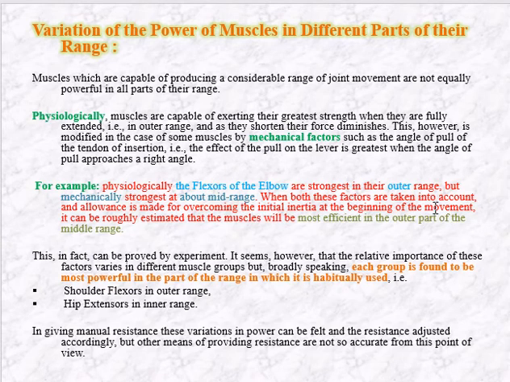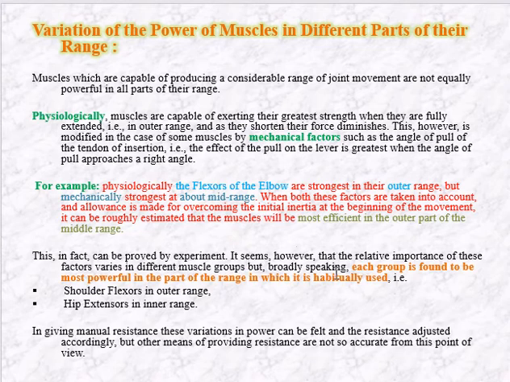When both these factors are taken into account, and allowance is made for overcoming the initial inertia at the beginning of the movement, it is roughly estimated that muscle will be most efficient in the outer part of the middle range. This, in fact, can be proved by experiment.